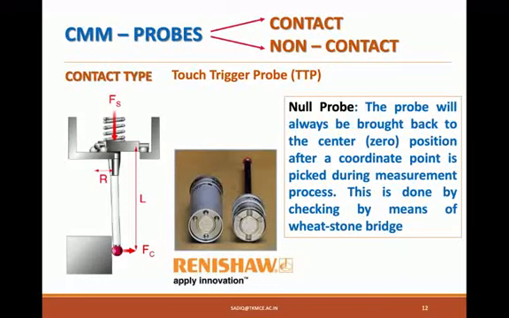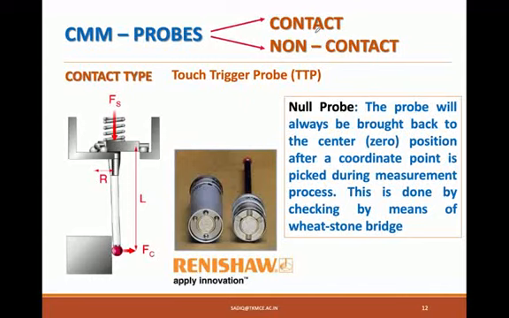There are two kinds of probes typically seen in CMM. One kind of probes are called contact probes. Another kind of probes are called non-contact probes. Contact type of probes means the probe comes in contact physically with the workpiece for measurement, as you see here. Whereas the non-contact probes will not come in physical contact with the workpiece to take the coordinate values.